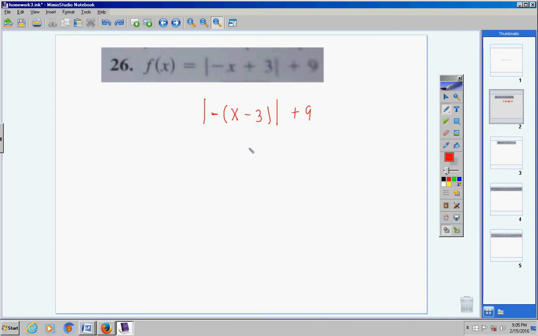Now we're ready to describe the transformation. This negative sign here is applied directly to the x, and so it's going to be a reflection in the y-axis. So write that down as number 1. Number 2, we're going to have a shift. Now see, it was positive, but now the 3 is negative. That's important. It's going to be a shift opposite of negative to the right. So we're going to have a right shift 3 units. Okay? And then we have a positive 9, so it's going to go up 9 units. So let's get after it, guys. Here we go.